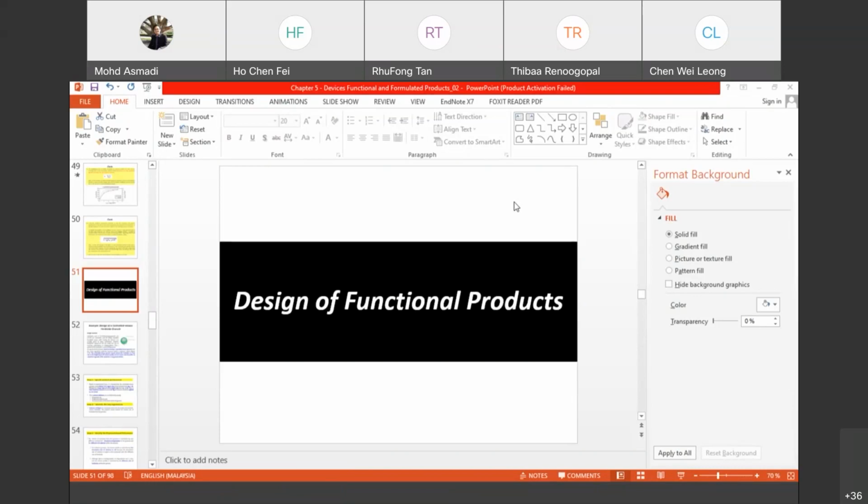Similarly, if you want to design the granules or the herbicides, what is the key ingredient? This one is for the functional products.